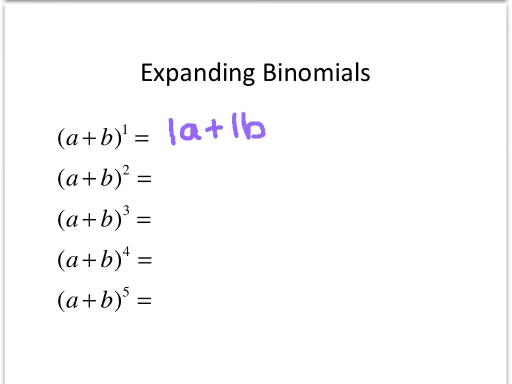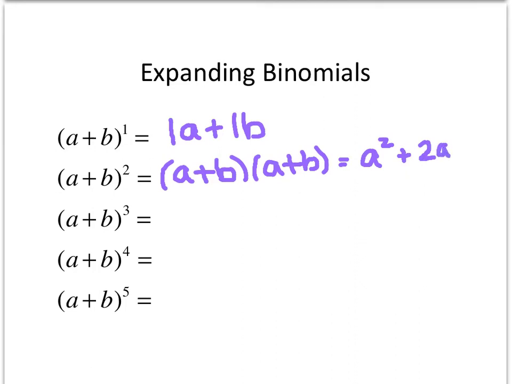No big deal. a plus b squared. Well, we know that we would have to FOIL that out. So we'd have to do a plus b times a plus b. Not that bad. We hopefully know that we get a squared plus 2ab plus b squared.